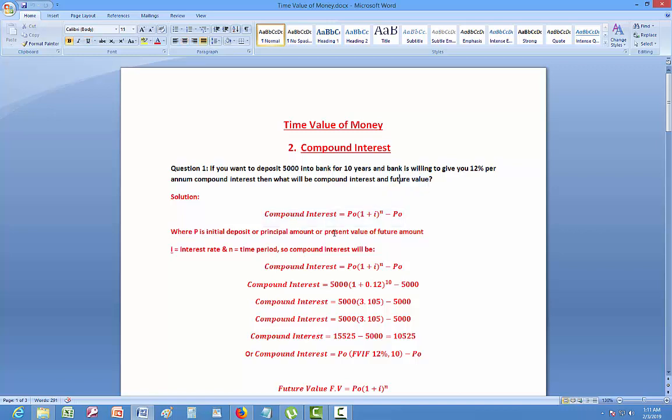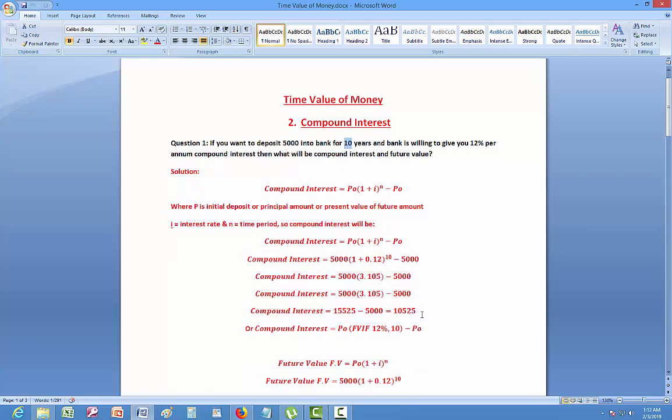So formula for compound interest is always equal to initial deposit or present value multiplied by 1 plus I raised to power n and minus initial deposit. Here present value is 5,000 or initial deposit is 5,000, interest rate is 12% and time period is 10. So we can calculate compound interest, which is equal to 10,525.